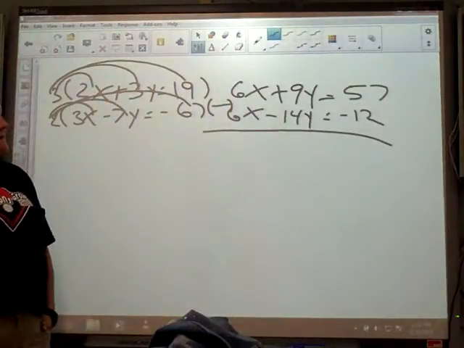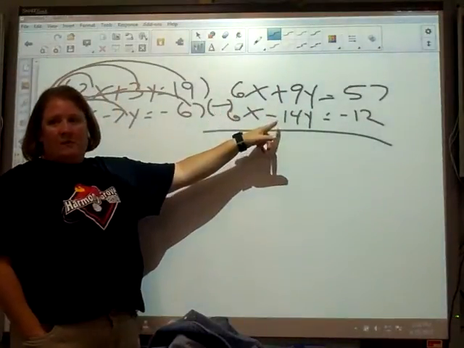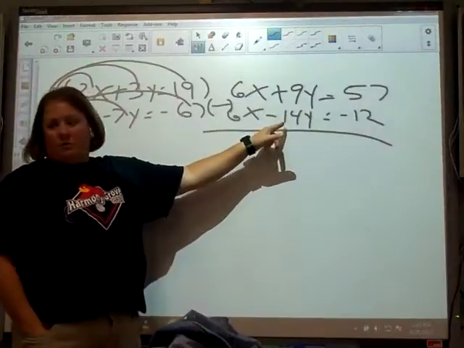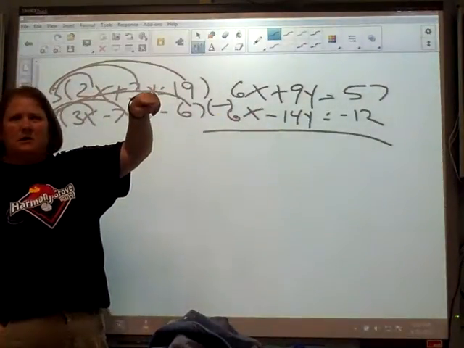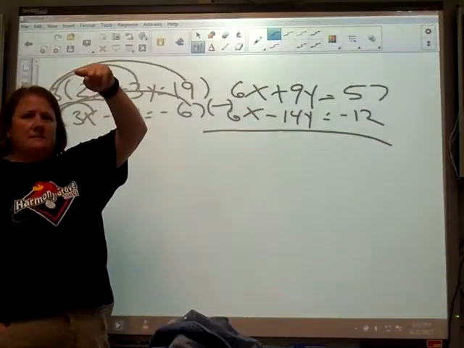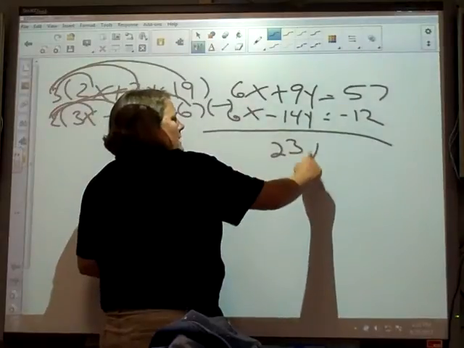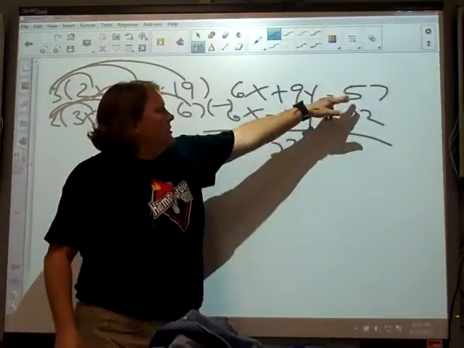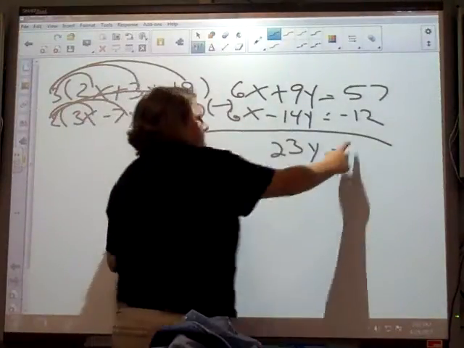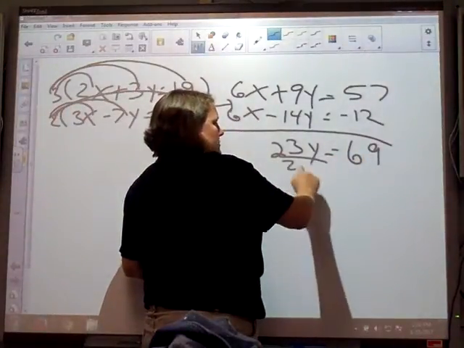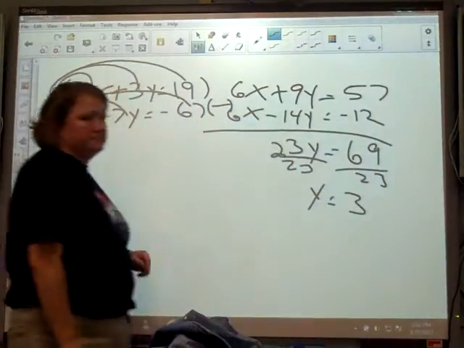He's gone. 9y, pay attention to your signs, minus -14y. 9 minus -14 is what? It's a plus. You're going to add them. So what is it? 23y equals, same thing here, 57 minus -12, which is 69. Divide by 23, and y is 3.